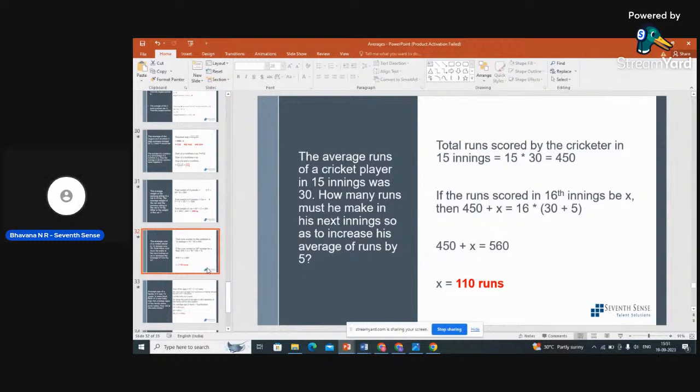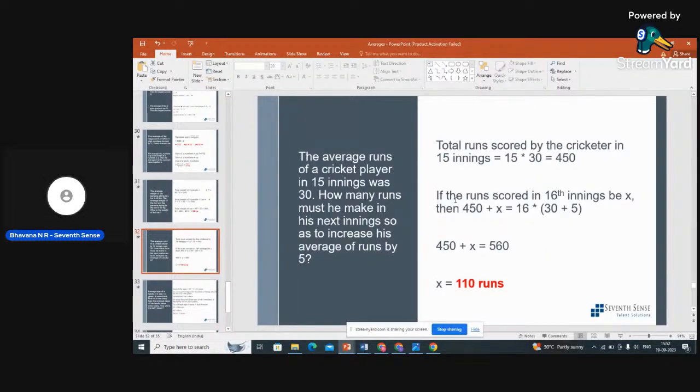So next, the average runs of a cricket player in 15 innings was 30. So the total runs scored by the cricketer in 15 innings is 15 into 30, that is equal to 450. Then how many runs must he make in his next innings so as to increase his average of the runs by 5?